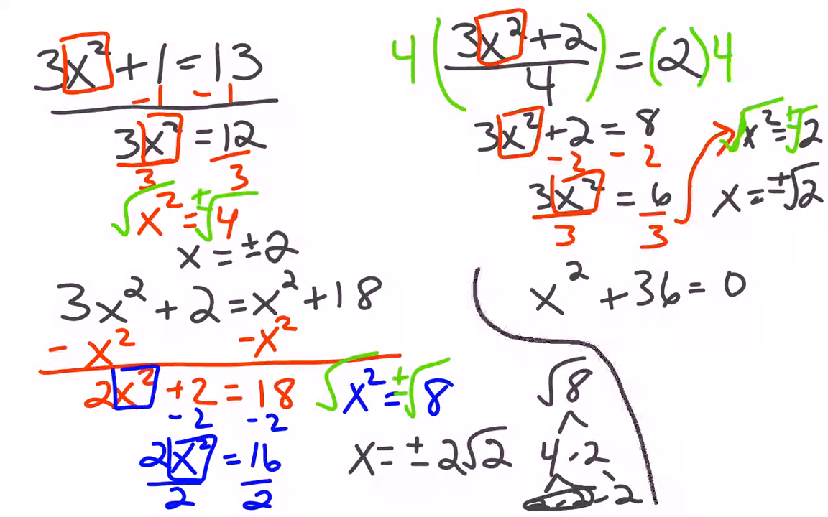Used too much of my space. I put this one in for a specific reason. What's my only step to get x squared by itself? I just need to minus 36 from both sides.